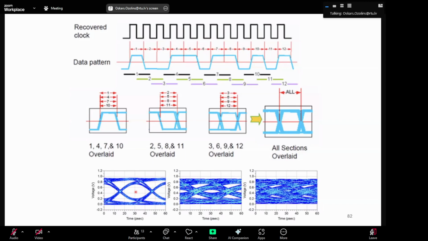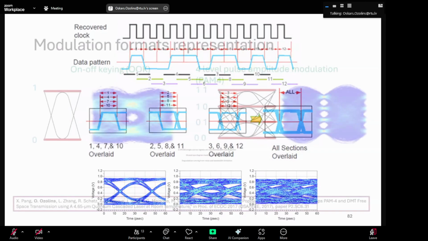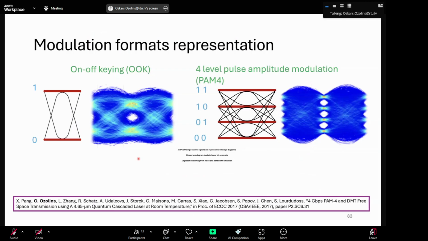In this lecture we are going to focus on two-level signals, which is PAM2 or on-off keying, and PAM4, and let's see higher order as well. Therefore I have these graphs. Here is again a representation. It's just visualization in this case. And then on the right side, this one here is an eye diagram from a paper. We measured this eye diagram in the lab back in 2017.